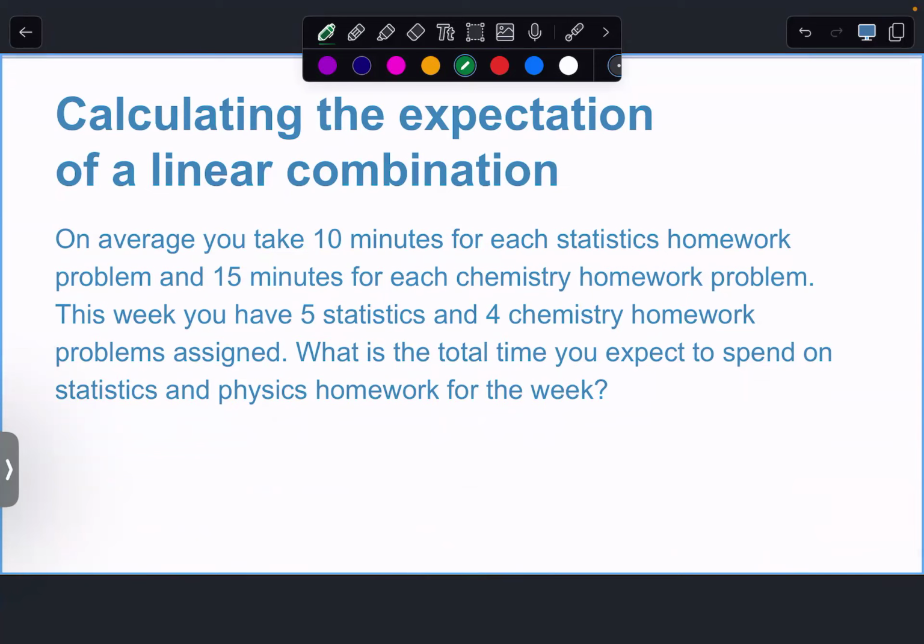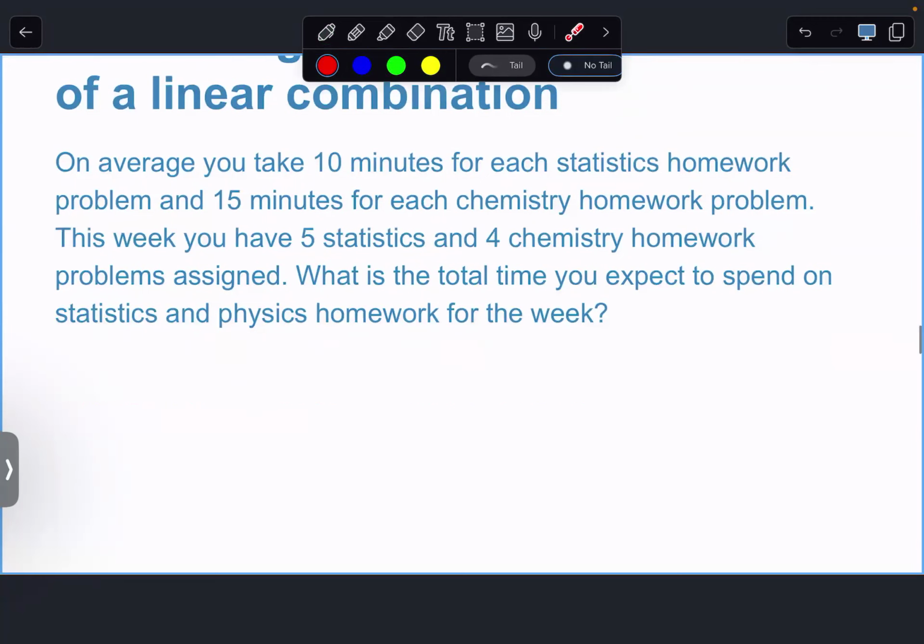The expectation or the expected value of a linear combination. Here's an example. So on average, you take 10 minutes for each stats homework problem and 15 minutes for each chemistry homework problem. Yeah, fair enough. This week, you have 5 stats questions and 4 chemistry homework questions. Wouldn't that be so nice? Wow. What is the total time you expect to spend on stats and chemistry homework for the week?